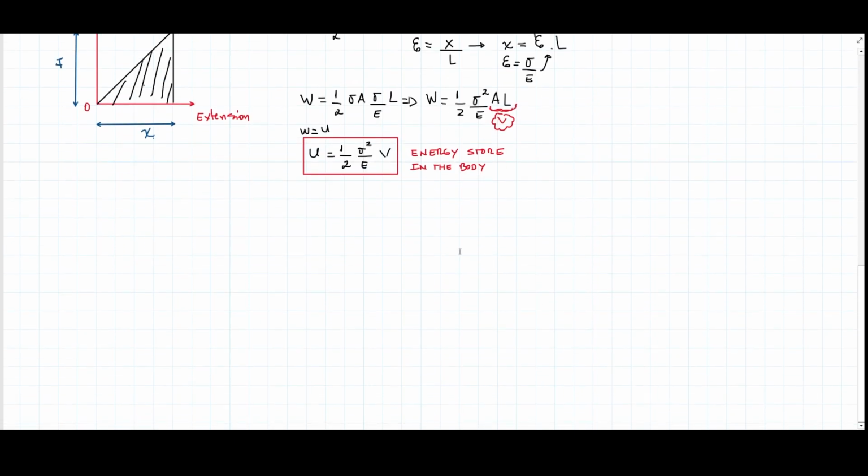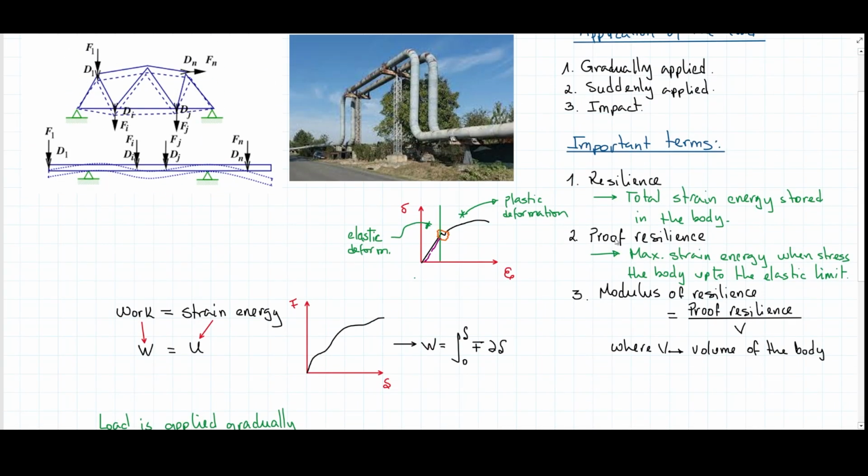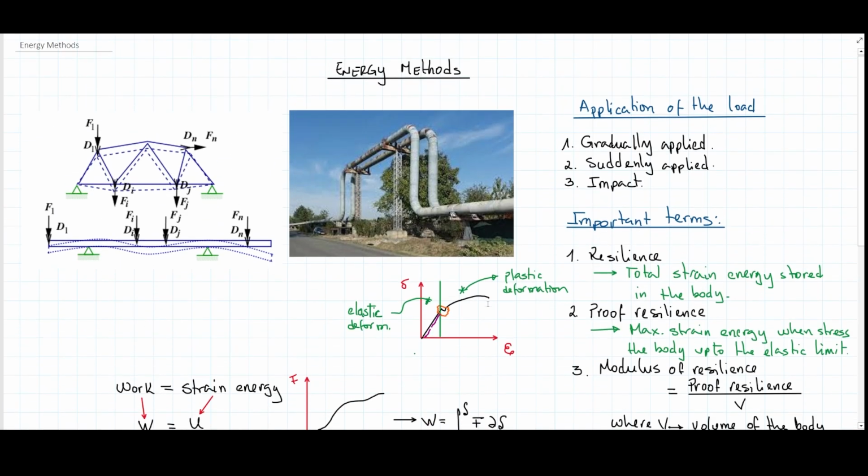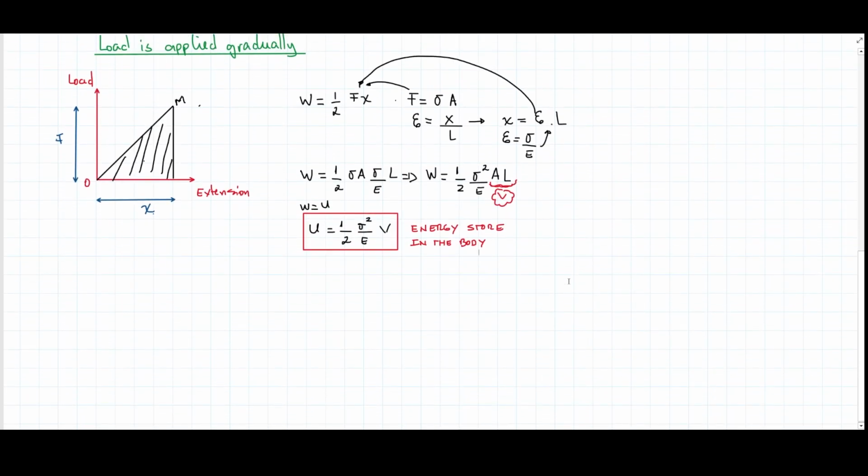Then, as an exercise, we can say, okay, now you defined these terms here, so we found the resilience. So what's the proof resilience and what's the modulus of resilience? Let's do it for this case, but the methodology is going to be the same for the other two cases where the load is suddenly applied or where there is an impact. So let's do it here. What is the proof resilience? Well, that's simple.